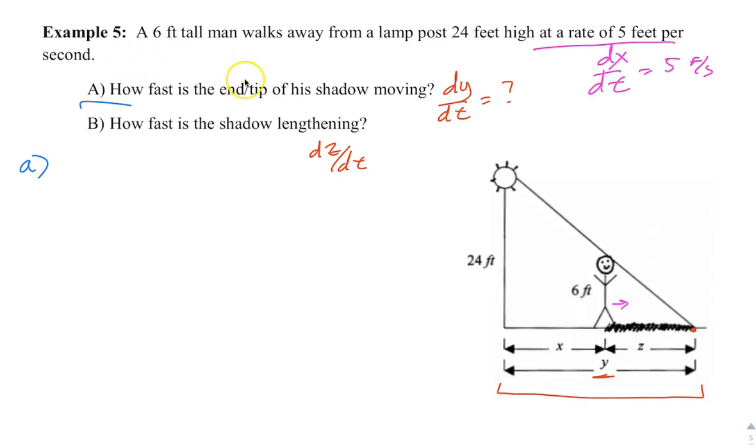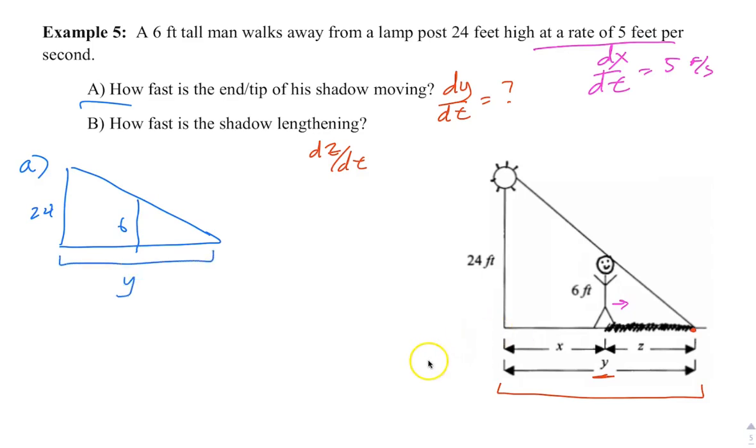So how fast is the end tip of the shadow moving? Remember, the end tip of the shadow is the whole thing. If you talk about the tip, you have the whole thing. So let's break this up into an actual triangle. It's like this. Here's 6. Here's 24. We're talking about the tip, the whole bottom, which is y.